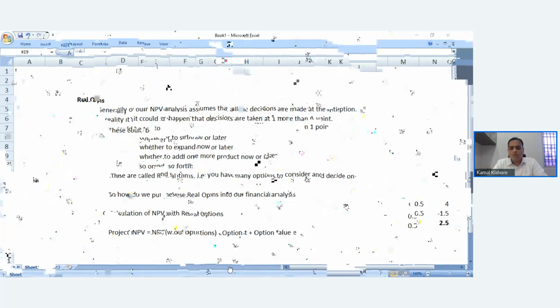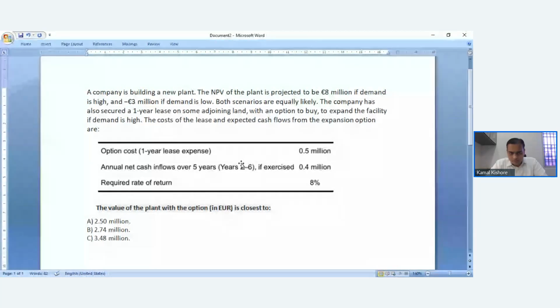So in this scenario, what is happening? The company is building a new plant, and the NPV of the plant is projected to be 8 million if demand is high, and projected to be negative 3 million if demand is low. Here we are considering two different scenarios. These are not two options, these are two different scenarios, because in reality there could be multiple scenarios, and demand will not necessarily always be the way we expect. So if my demand is good, my NPV is 8 million, and if my demand is not so good, my NPV is negative 3 million. Okay, so this is one side.